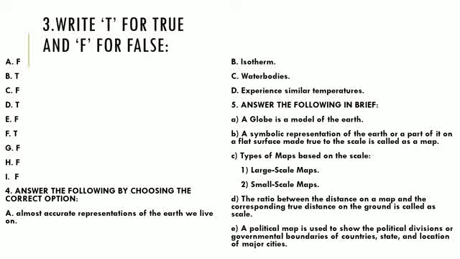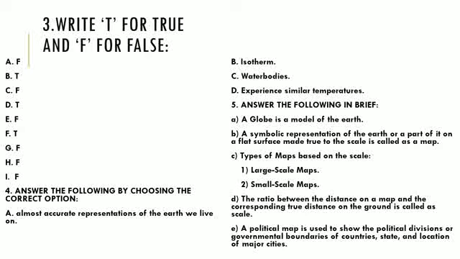First question is what is a globe? A globe is a model of the earth. B part, define a map. A symbolic representation of the earth or a part of it on a flat surface made true to the scale is called a map.